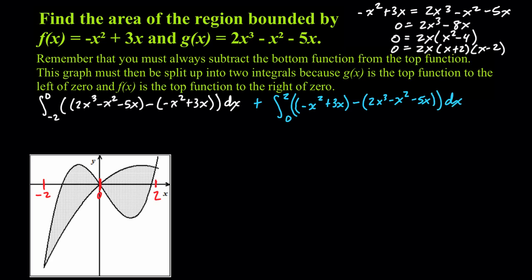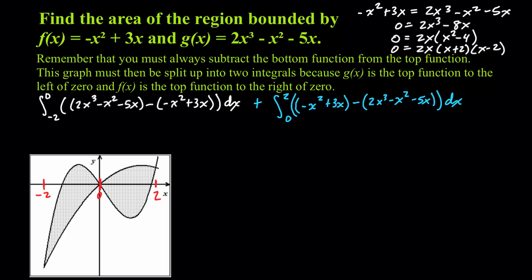All right, so you do have to be careful with these because the top function and the bottom function are different. Here, the top function is g of x, whereas over here the top function is f of x. Therefore, you cannot just write one integral between -2 and +2. You have to break it up into two integrals on this.